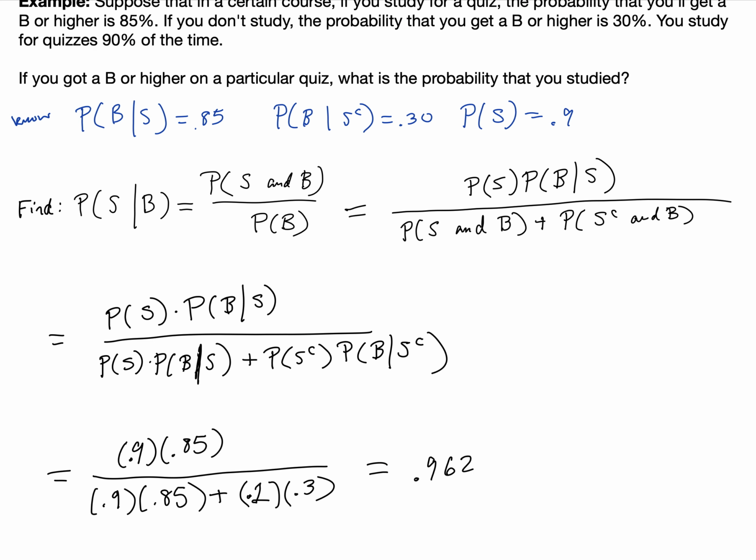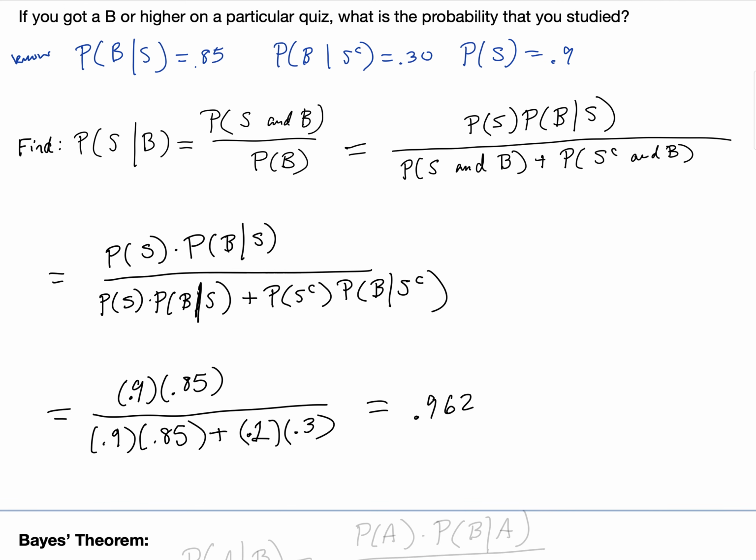So the probability that we get a B on a quiz, the probability that we have studied, given that we got a B or higher on the quiz, is 96.2%. So we just completed that problem using a bunch of basic rules together: the multiplication rule, the idea of mutually exclusive events and adding them together, and the definition of conditional probability. So basically, using all of that, we essentially on our own figured out Bayes' theorem, which is the following.